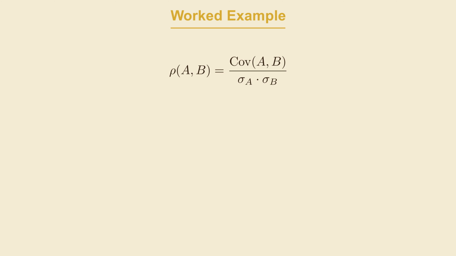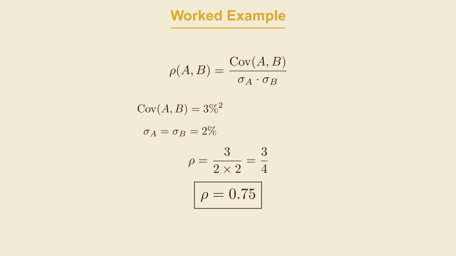Let's apply it to those same two equity holdings from the previous video. The covariance was 3% squared. For both of our holdings, the standard deviations are exactly 2%. So the correlation is 3 divided by 2 times 2, 3 divided by 4, which is 0.75. It's as simple as that to calculate the correlation.